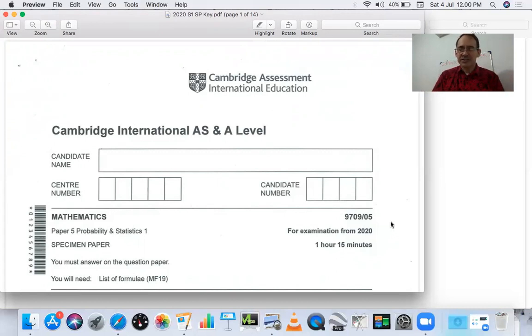That concludes our statistics trial test here for the specimen paper so that you know what to expect for the Cambridge examination.